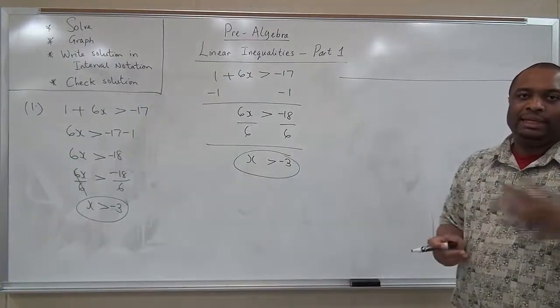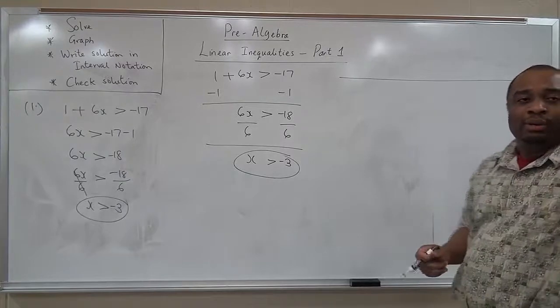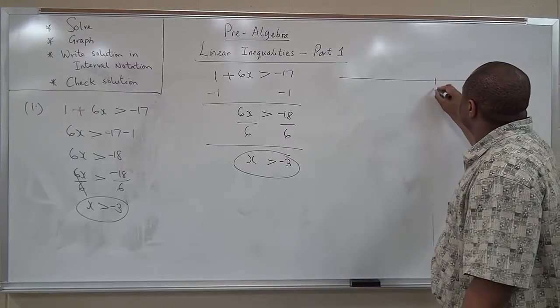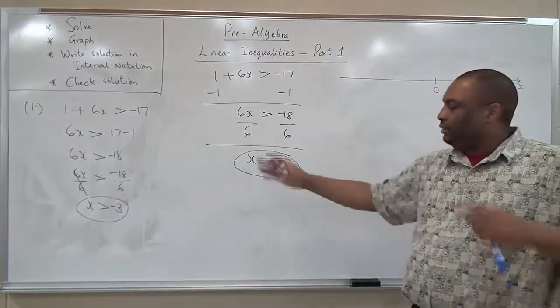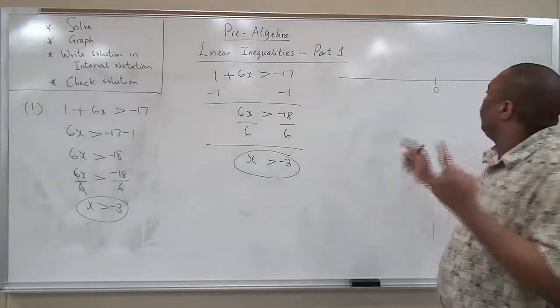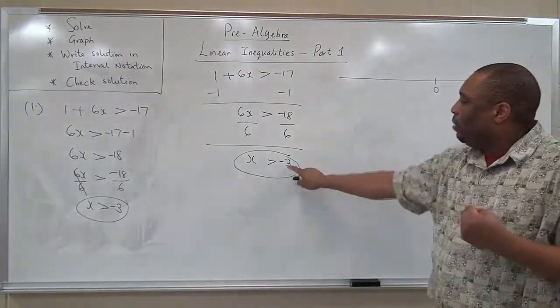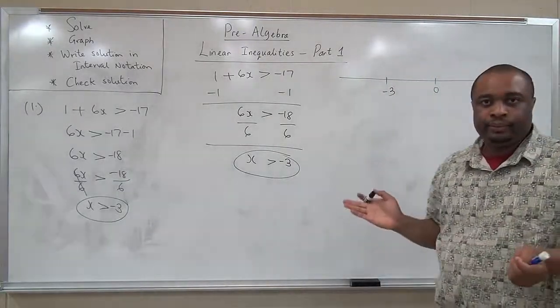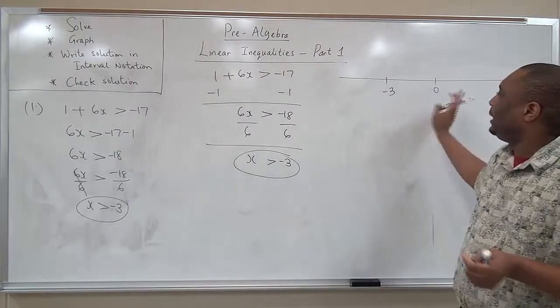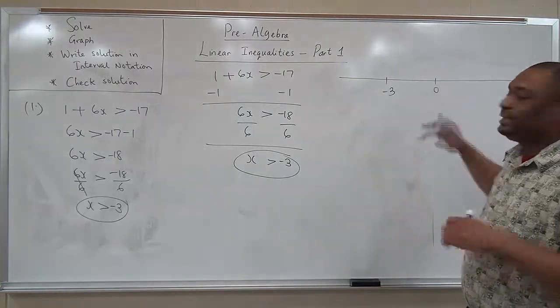Please view the videos I did on numbers. Then I will need you to write 0. 0 is always included in a number line. If you want, you put some numbers, but the main thing I want is 0, and then I want negative 3. That's the main thing I want on the number line. If you want to add other numbers, that's up to you.